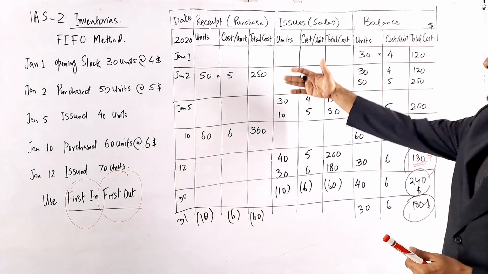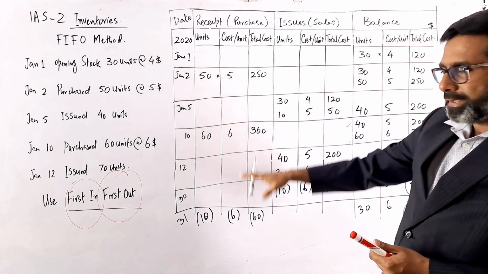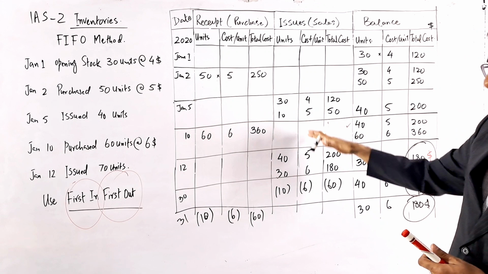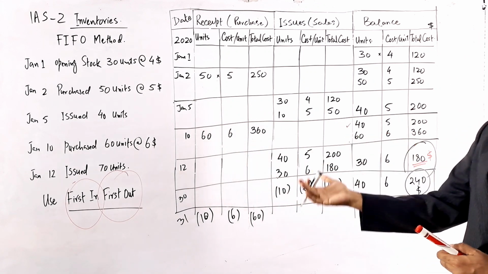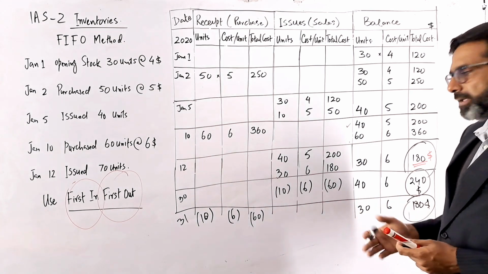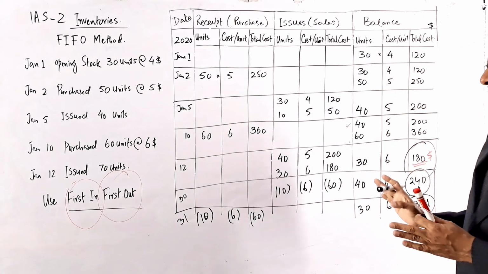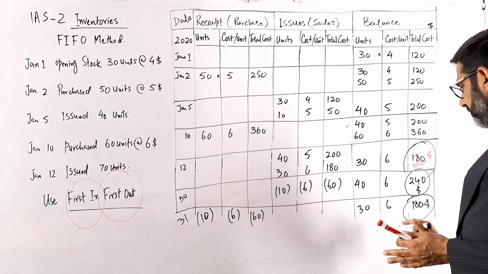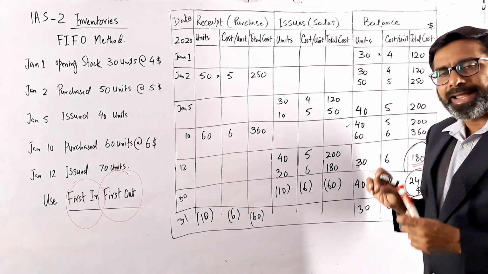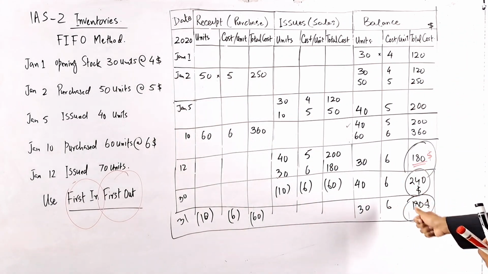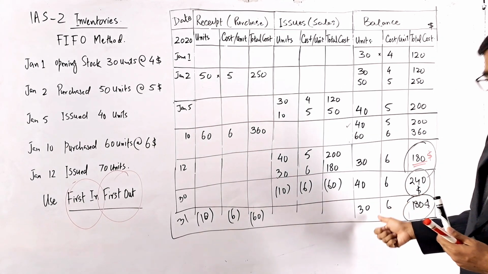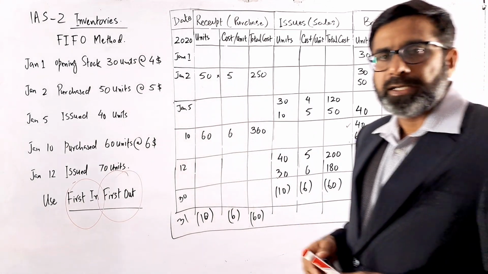In this way we can write all the receipts, purchases, purchase returns, sales or issues, and even the sales returns, or the receipts we have received back from the production department in the warehouse. After every transaction, we have to write what balance is available. In this way, all the transactions will be completed. On the 31st of January, we have 30 units, all at a cost of $6, so the total value is $180.